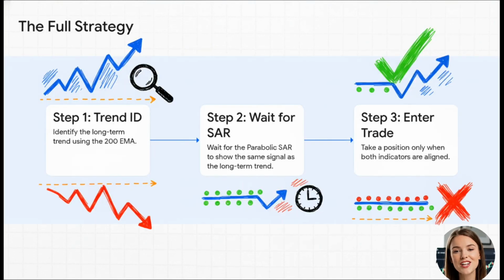So our new and improved process has three simple steps. First, you look at the 200 EMA. Is the price above it? Great. Then we are only looking for buy signals. Is the price below it? Okay, we're only interested in sell signals.